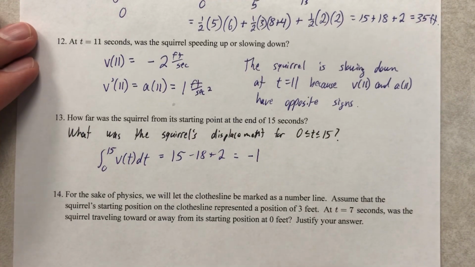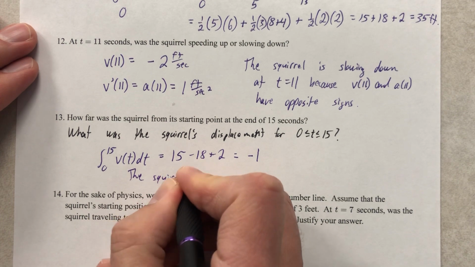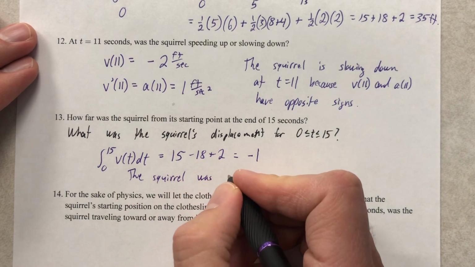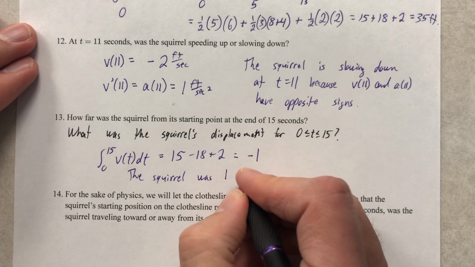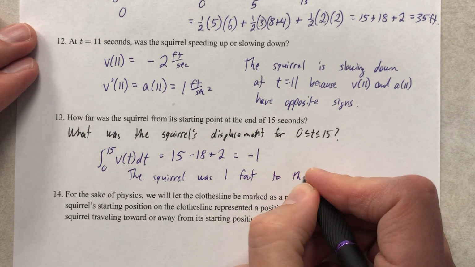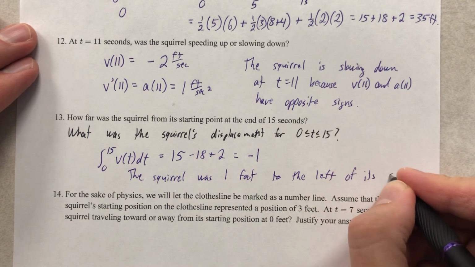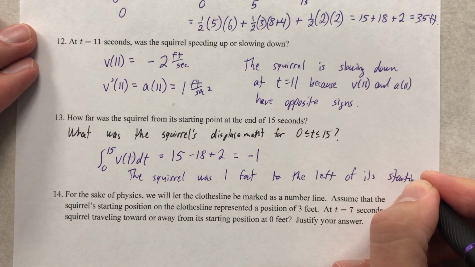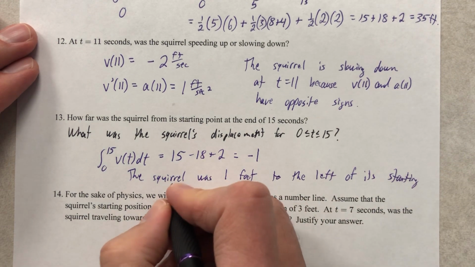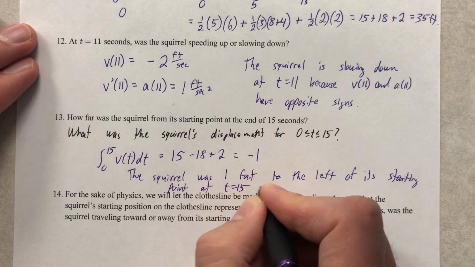So let's put this in words. The squirrel was 1 foot to the left of its starting point at t equals 15 seconds.